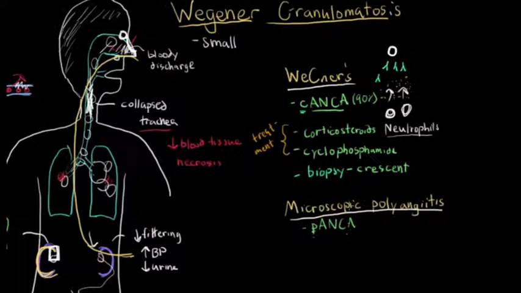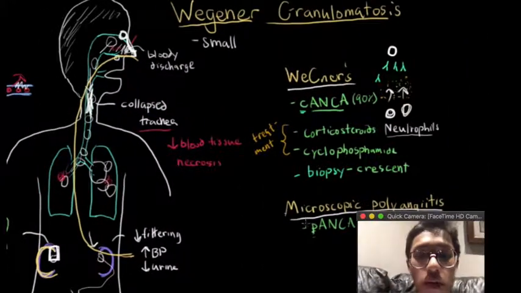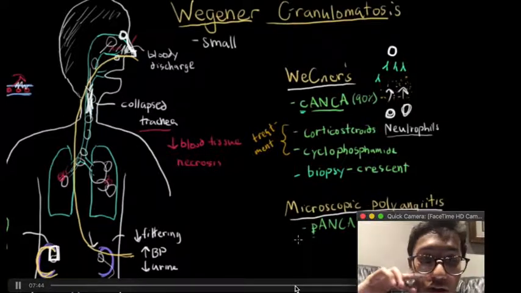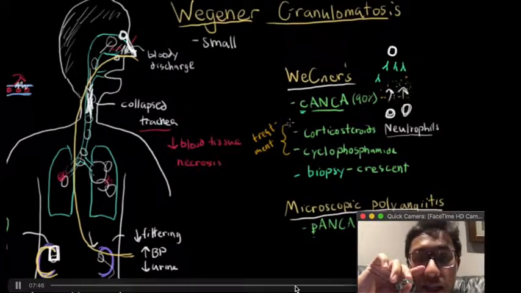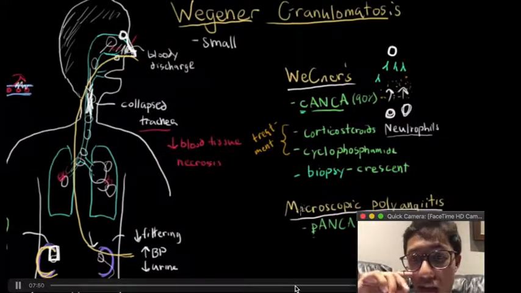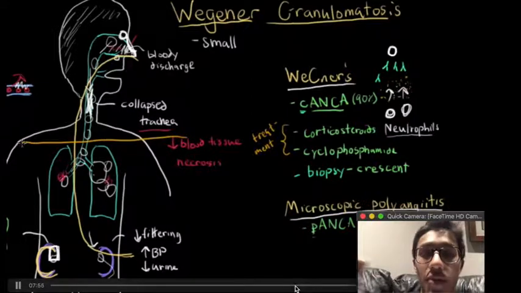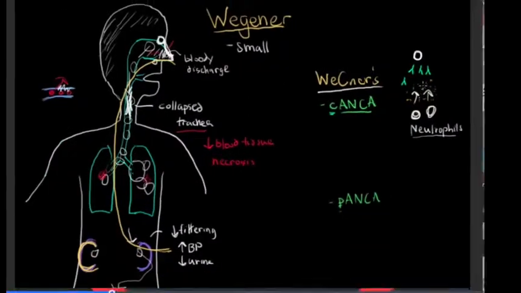Now, microscopic polyangiitis is different from Wegener's because you see P-ANCA instead of C-ANCA, and around 80% of the patients will have this P-ANCA. Why you get a different type of ANCA, anti-neutrophil cytoplasmic antibody, is really unknown. But a good way to tell the difference is that microscopic polyangiitis only affects the lungs and the kidneys.